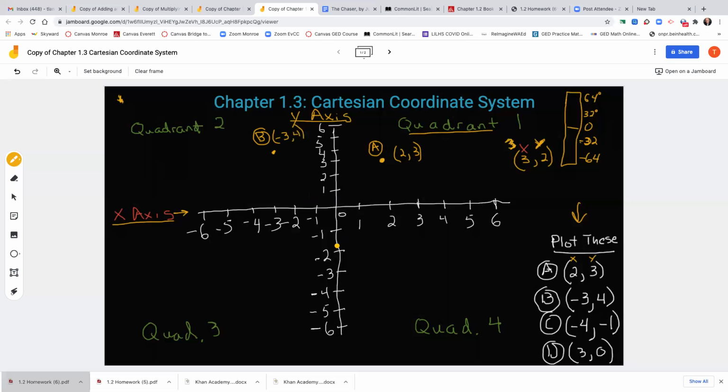Okay. The next one is negative 4, negative 1. C is negative 4. So on the x-axis, I go back 4, down 1. It'd be about right here. That is point C.